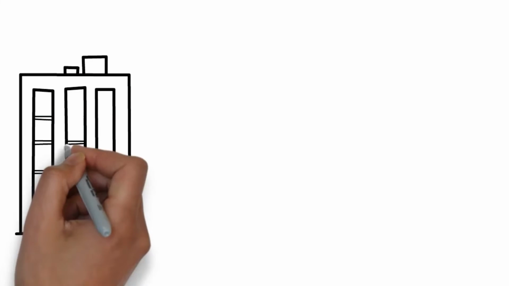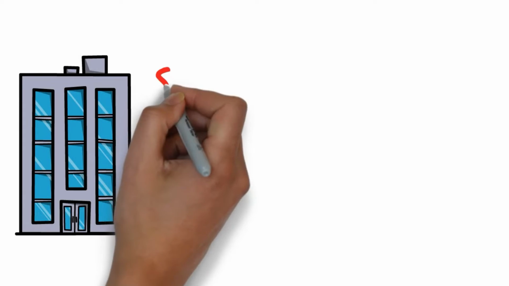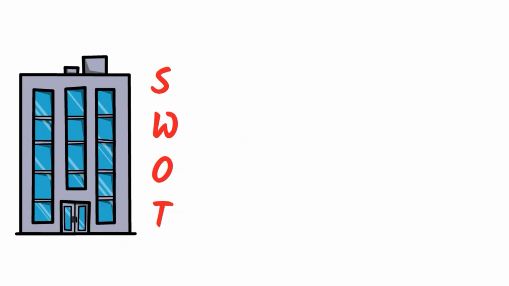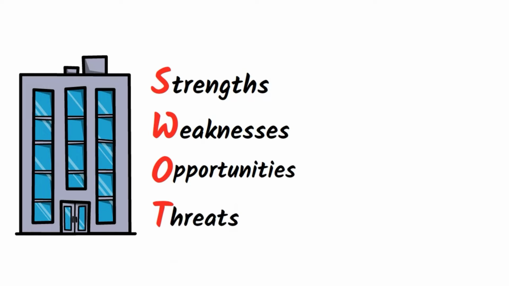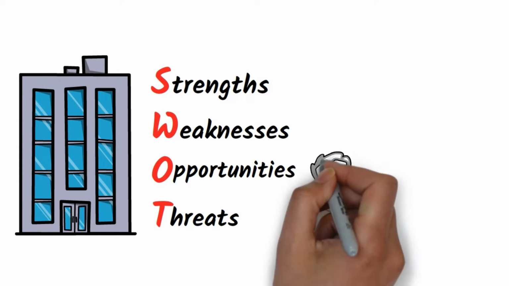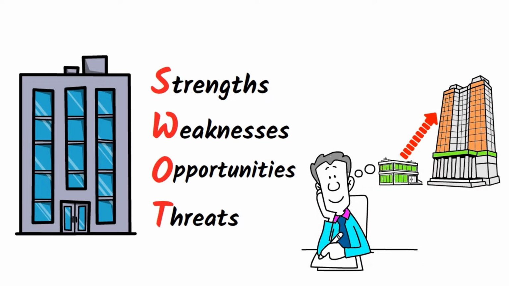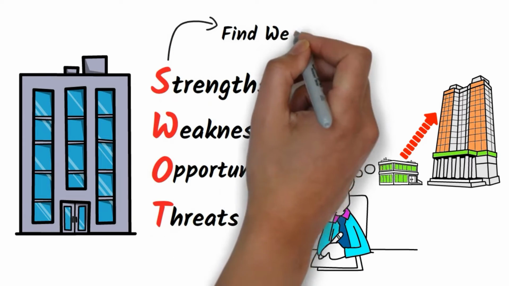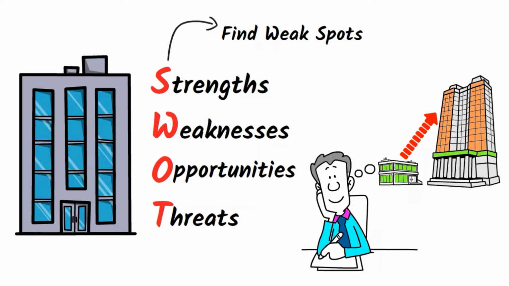A SWOT analysis is a method for evaluating the four facets of your company that give rise to the acronym SWOT: strengths, weaknesses, opportunities, and threats. You may learn a lot about your company's strengths and opportunities for growth with the help of a SWOT analysis. When used in a company, SWOT analysis can help find weak spots that rivals could exploit.